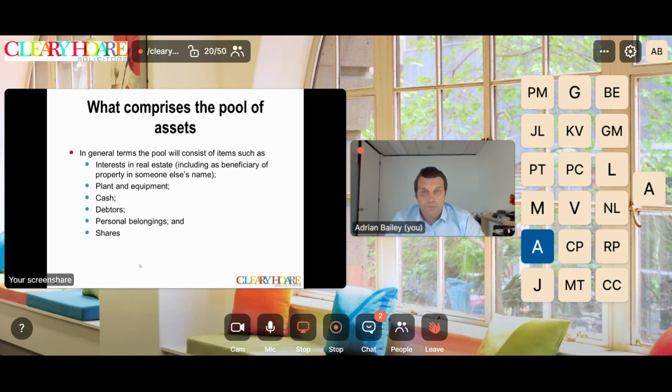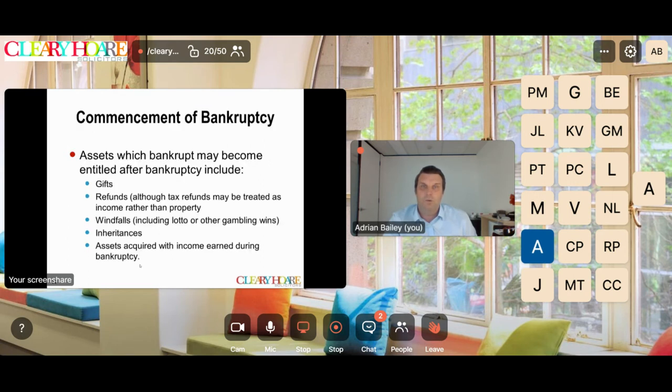So in terms of what comprises the pool of assets in the first place, the pool will consist of items such as interest in real estate, plant and equipment, cash, debtors, personal belongings, and shares. And that's defined within the legislation as to what comprises the pool.